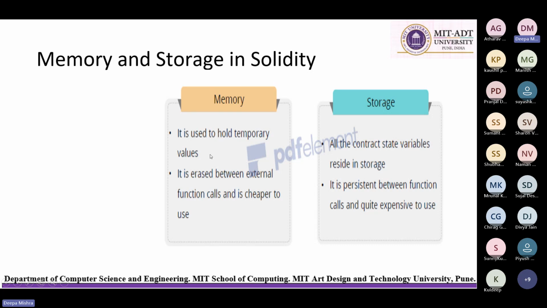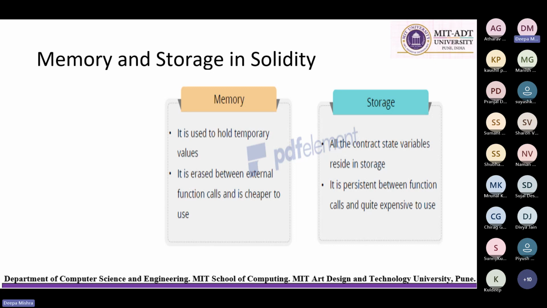Memory is used to hold temporary values. Whenever you are storing any variable or data type in memory, it is a temporary storage, which means that the values you store in that variable will be erased between external function calls. Within a function, the value of that variable would be intact, but as soon as the control goes away from that function, the values would be erased. Since it's a temporary place to store data, it is cheaper to use.